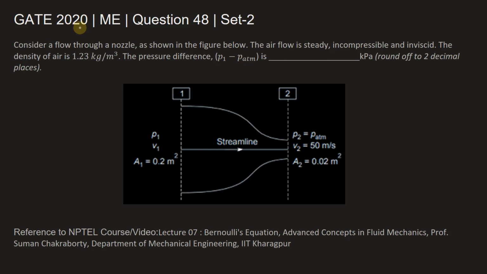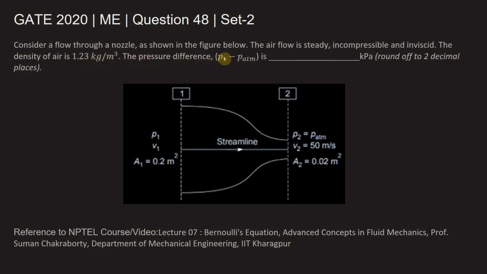This problem is from GATE 2020 Mechanical Engineering of Set 2. The question is, consider a flow through a nozzle as shown in the figure below. So there is a figure in which a nozzle is there and we have two sections here. The airflow is steady, incompressible and inviscid. The density of air is 1.23 kg per meter cube.